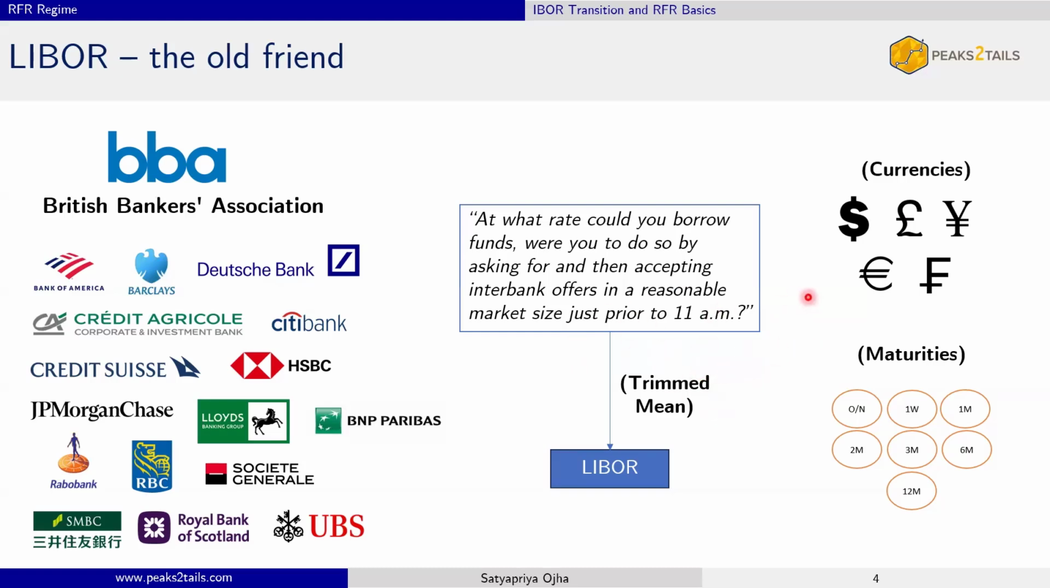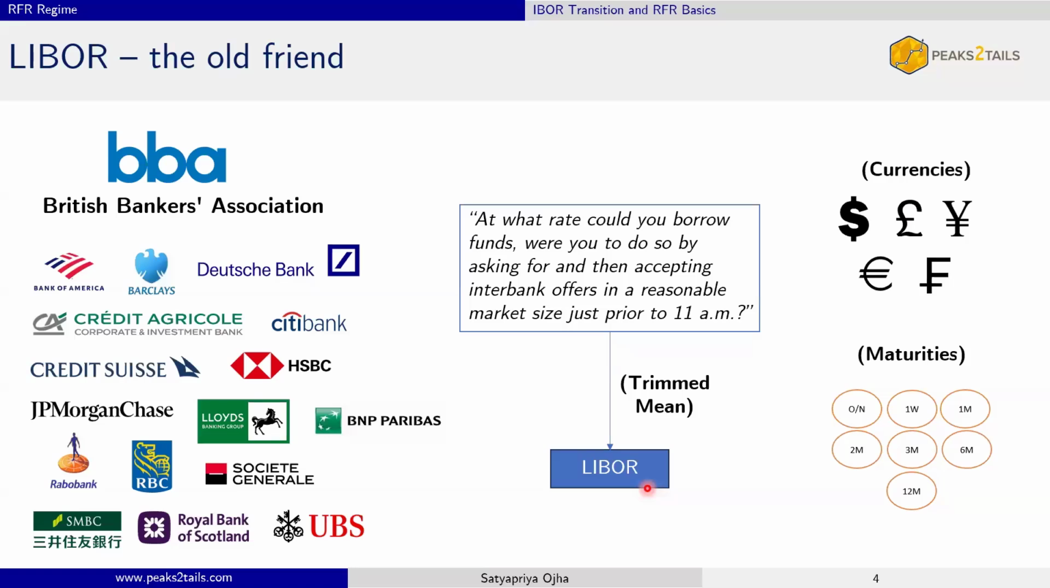And you submit the quotes. How many quotes are there? There are actually 35 quotes. So 5 currencies you can see, right? US dollar, GBP, yen, euro and Swiss franc. Under these 5 currencies, 7 maturities: overnight, 1 week, 1 month, 2 month, 3 months, 6 months, and 1 year. Right? 5 times 7, 35 different quotes. Banks used to submit, and you take the trimmed average. That's the LIBOR. Okay. Now, this system worked very well for probably 4 decades, right?